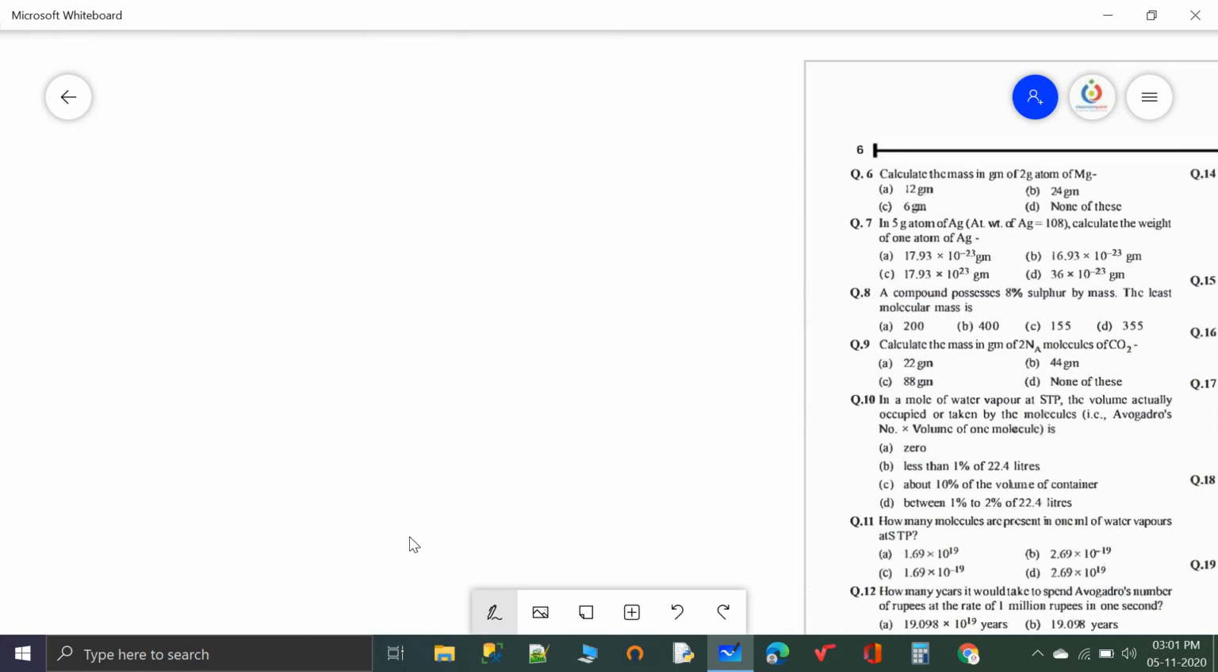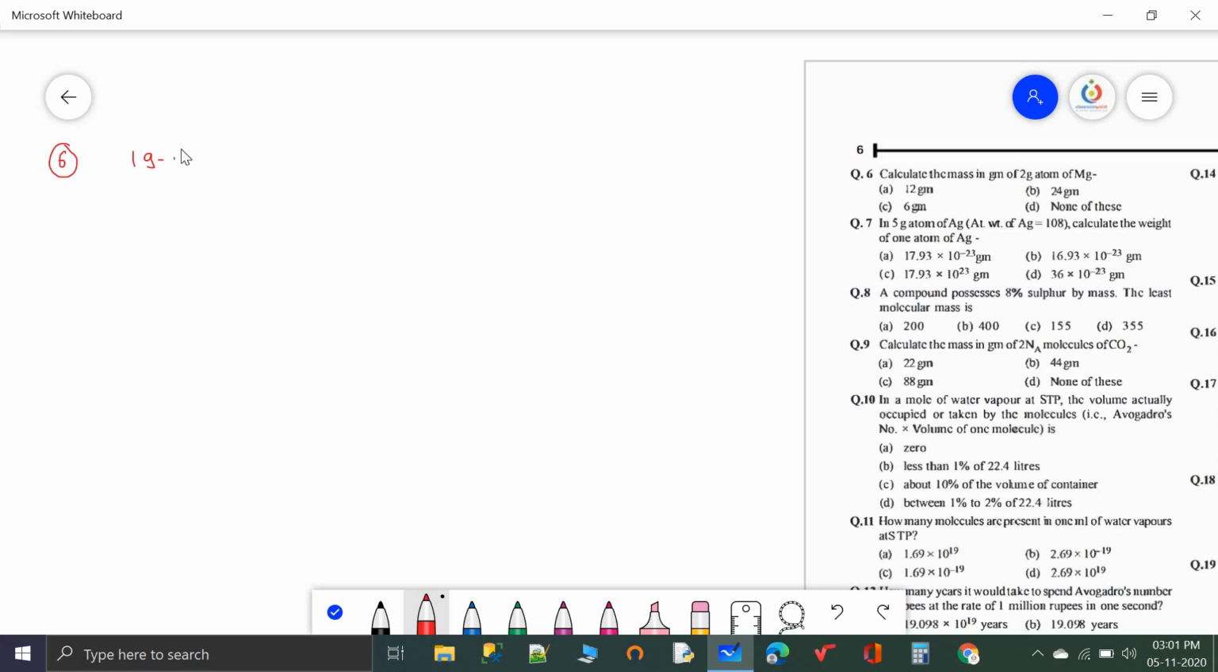Now let's try to solve the remaining questions. Question number 6. The question is, calculate the mass in gram of 2 gram atom of magnesium. You must remember that throughout this lesson, 1 gram atom means 1 mole. So 2 gram atom is equal to 2 moles.